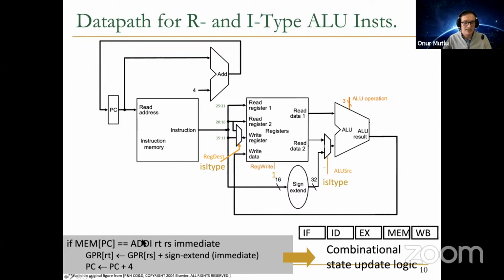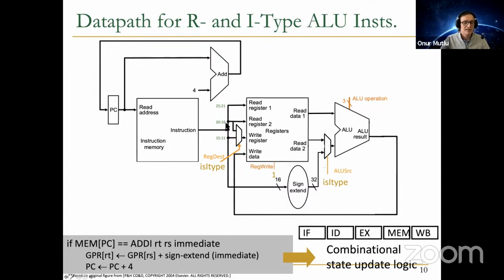And in this particular case at the bottom, I show you an I-type instruction, which is an add immediate, which essentially takes a general purpose register RS, adds to it a sign extend immediate, and puts the result into a general purpose register specified by RT. And essentially, we need to have the data path components to enable the execution of this instruction.